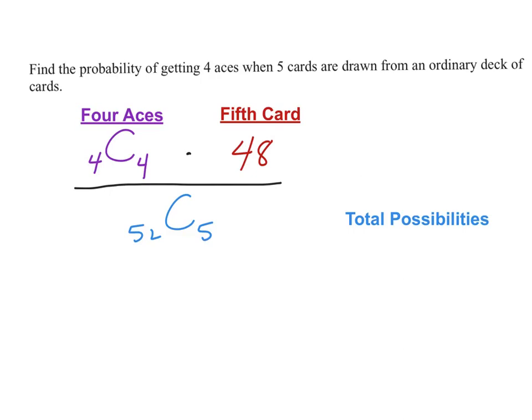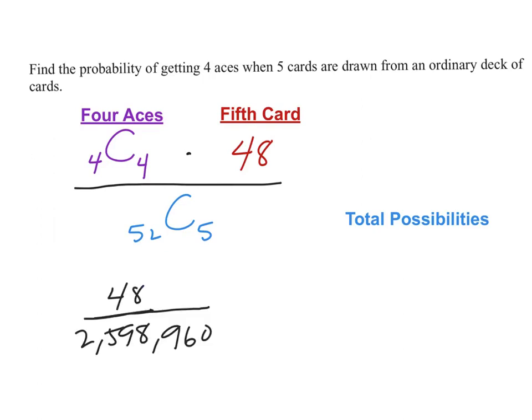Because the order of the cards doesn't matter. Okay? So go ahead and do that calculation. This is a giant fraction, okay? This is a giant fraction right here. This is the probability of getting 4 aces.